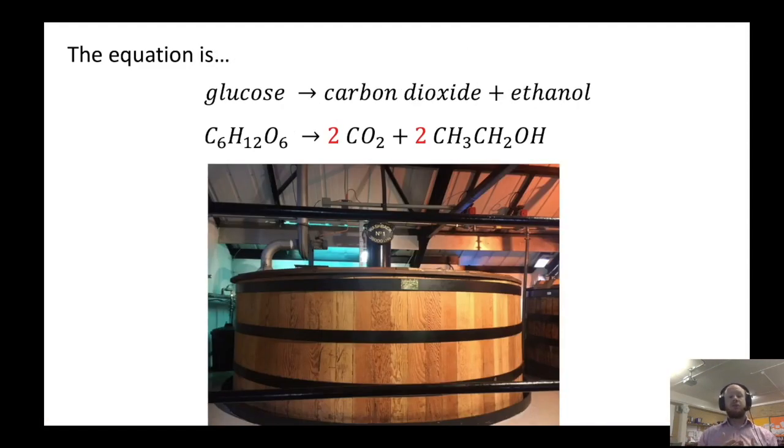So the equation for fermentation is this. We've got C6H12O6, our glucose molecule. It's going to make 2 moles of carbon dioxide and 2 moles of ethanol.